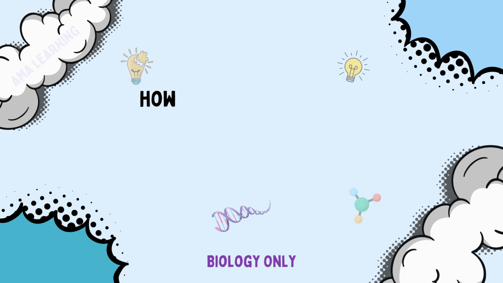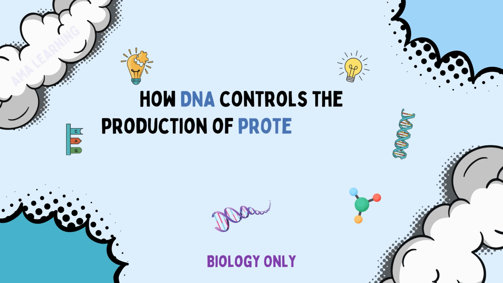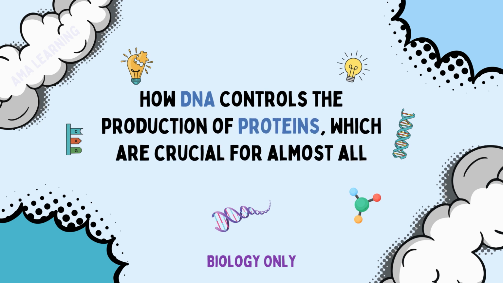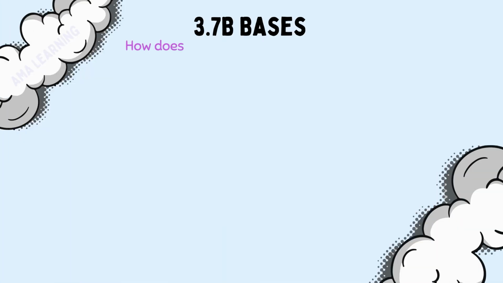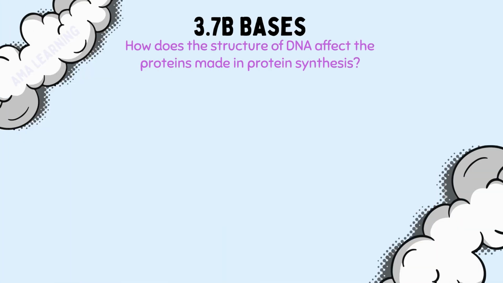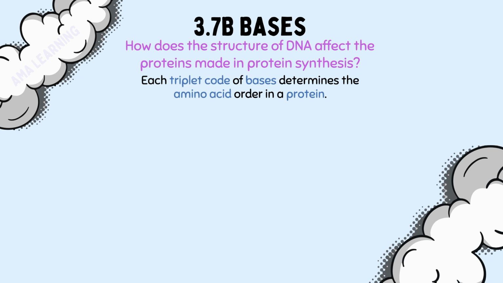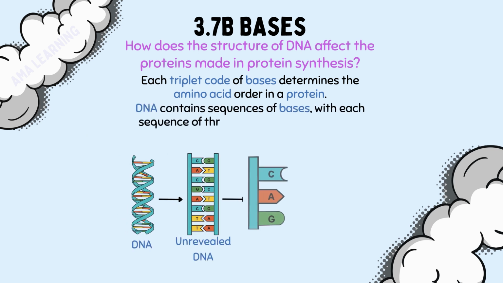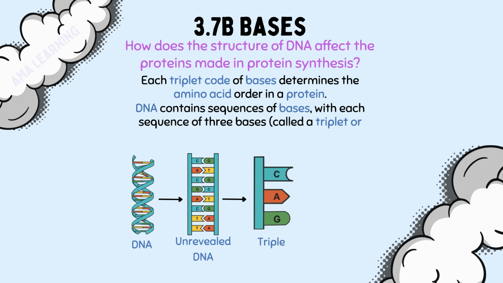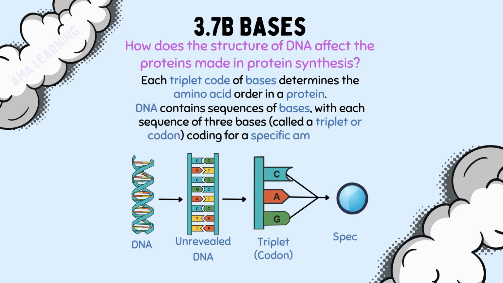Now let's delve into how DNA controls the production of proteins, which are crucial for almost all biological functions. How does the structure of DNA affect the proteins made in protein synthesis? Each triplet code of bases determines the amino acid order in a protein. DNA contains sequences of bases, with each sequence of 3 bases, called a triplet or codon, coding for a specific amino acid.